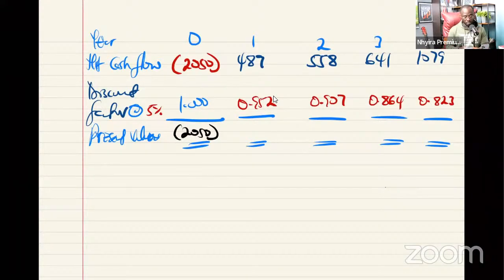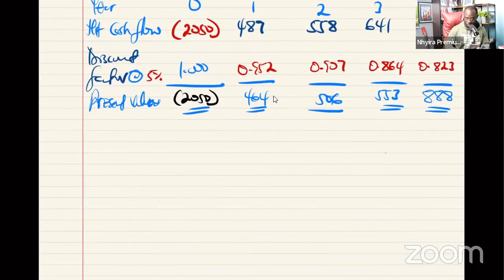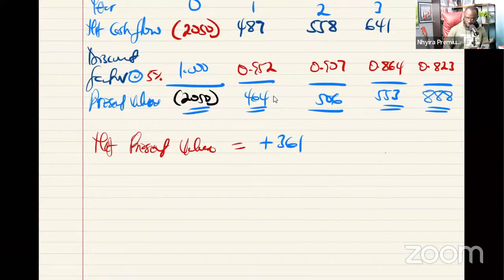487 times 0.952. We get in 464 here. We get in 506 here. We get in 553 here. We get in 888 here. So let's get a net present value. 464, 506, 553, 888, minus 2050. Okay, we got a positive here, 361.